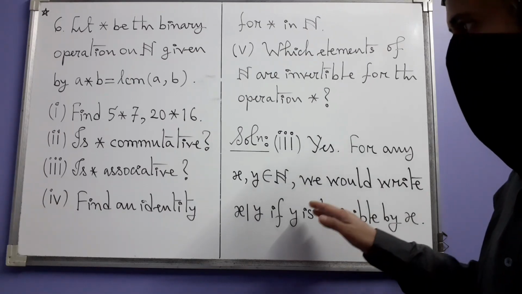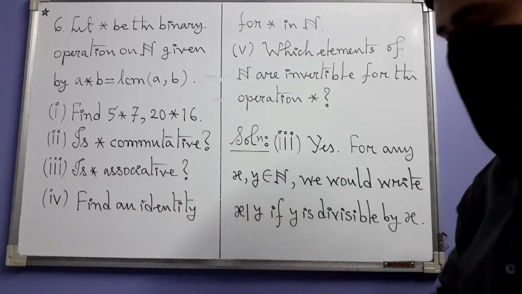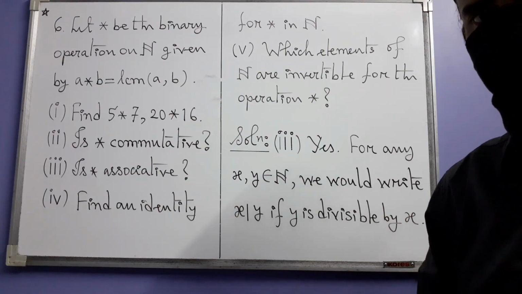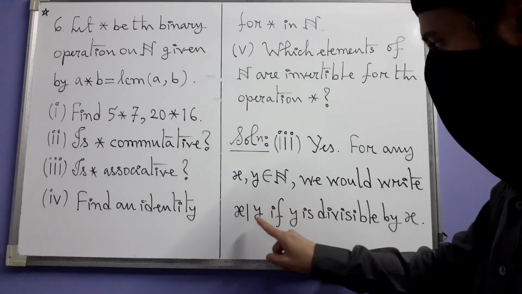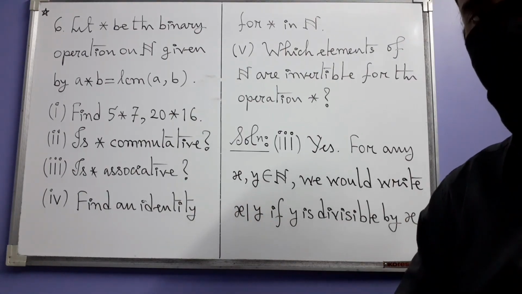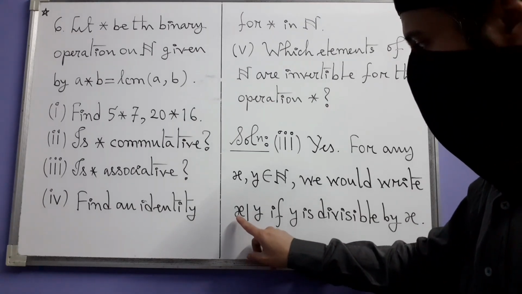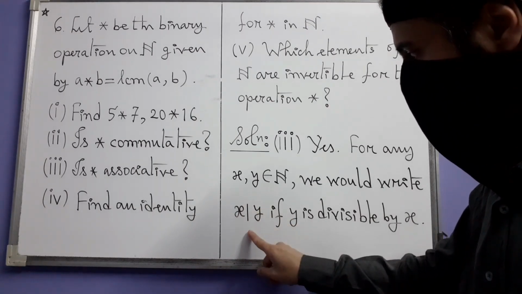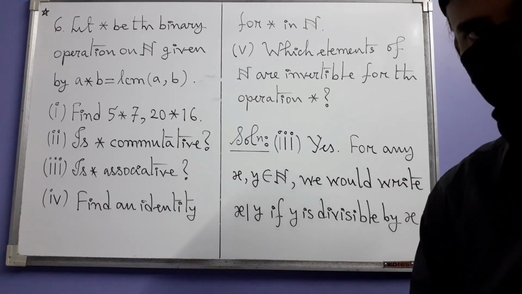Now before I start the proof that star is associative, let me introduce a notation that will make things easy for us to write. For any two positive integers x and y, we would use this symbol to indicate that y is divisible by x. For example, you can write 2 followed by this vertical bar followed by 4 because 4 is divisible by 2.